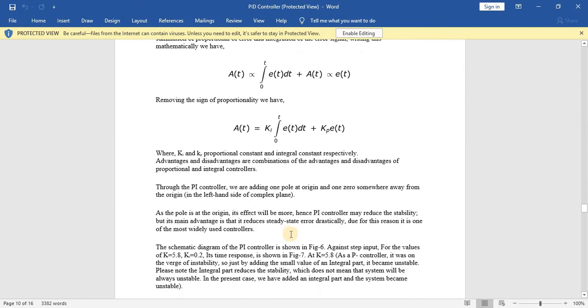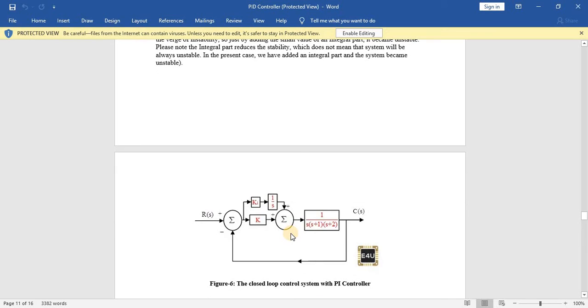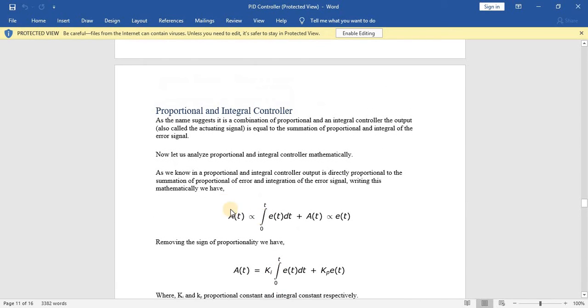Now we have to choose different combinations of controllers. We are going to study the combination of proportional and integral controller. These combinations are used in order to improve stability and steady state error. A single controller alone cannot produce the desired characteristics, so we have to choose combinations. The PI controller is equal to the summation of the proportional and integral of the error signal.